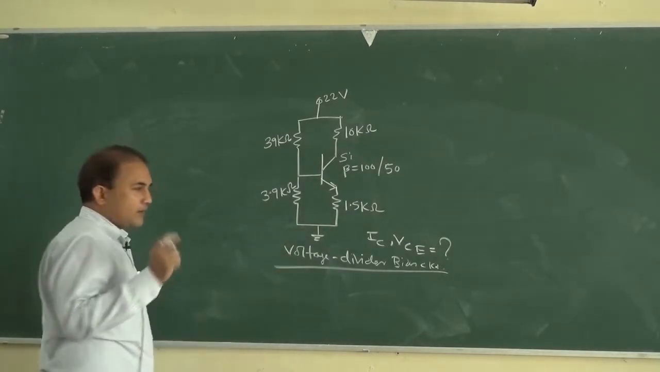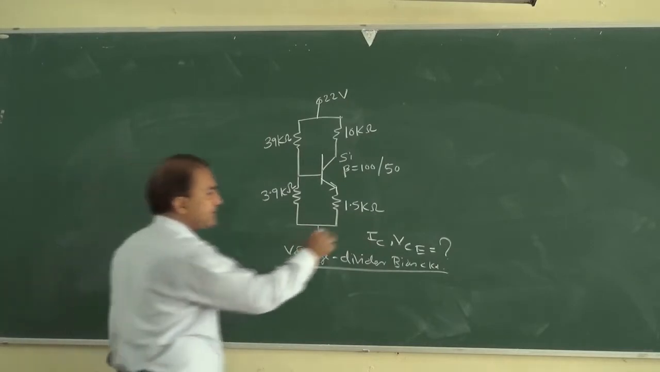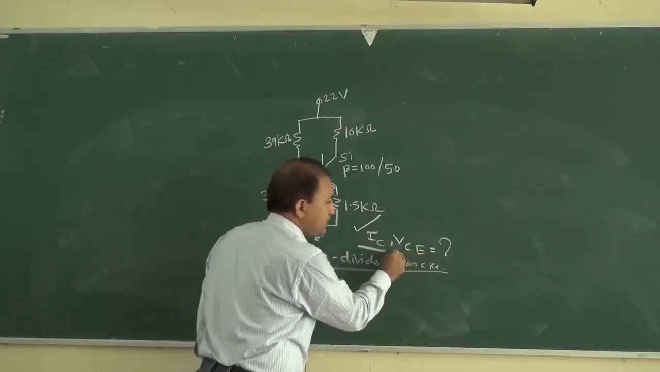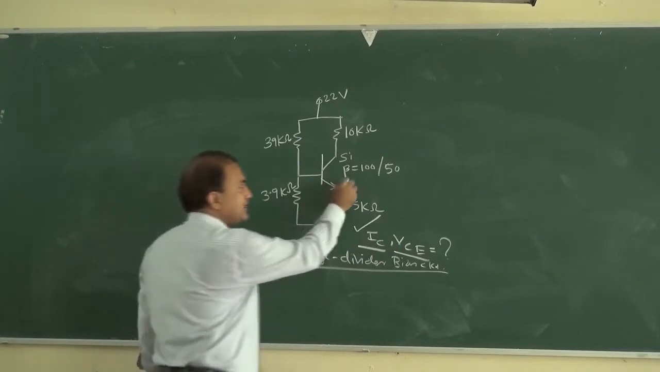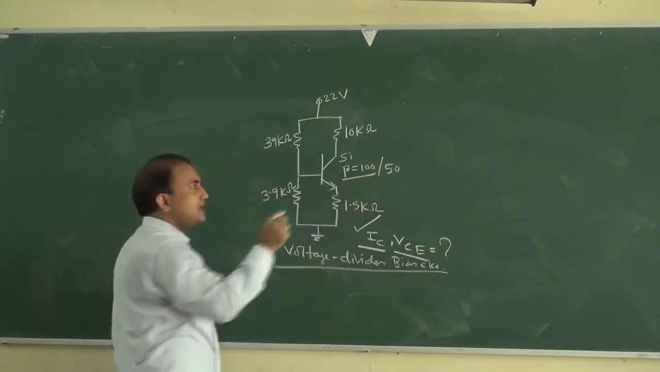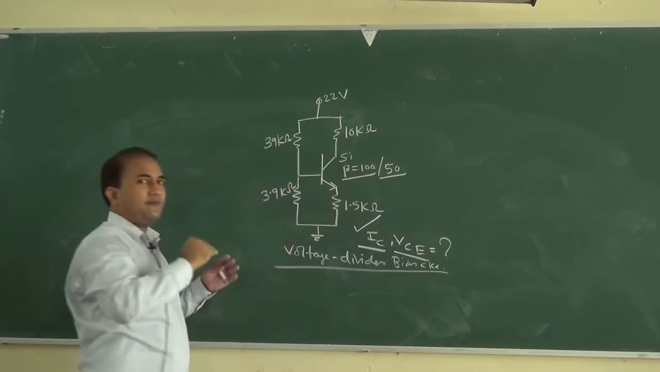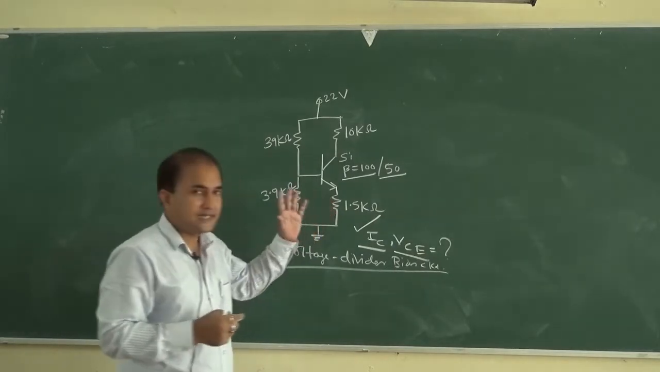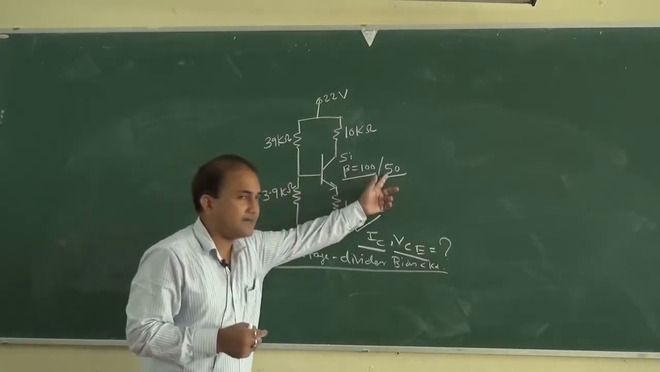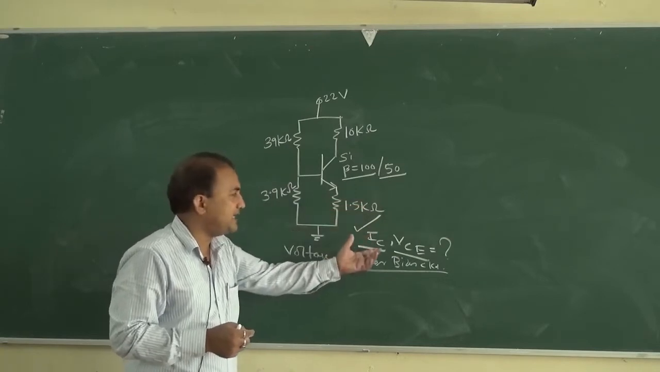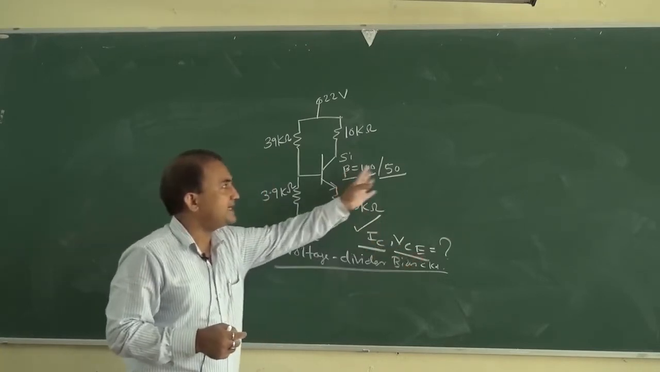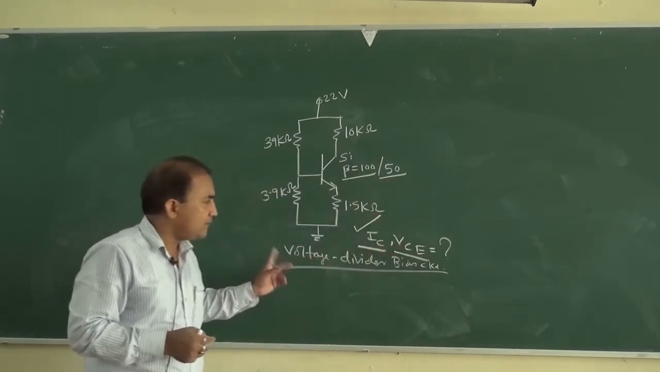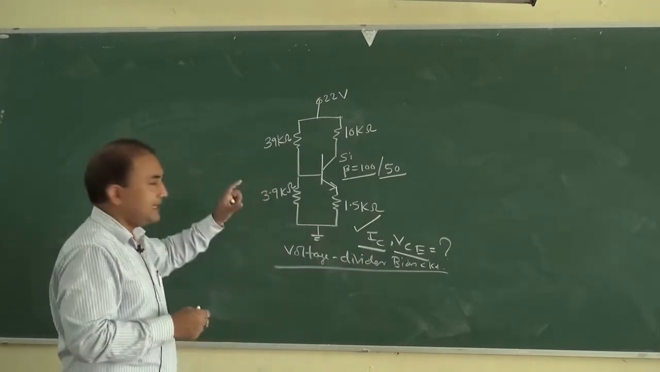Okay, so what we have to do is determine the operating point. Operating point means we have to determine IC and VCE when beta is equal to 100 and in another case when beta is equal to 50. So we will see the effect of change of this beta on the operating point. Operating point means IC and VCE. If beta changes, what will be the effect on the operating point for voltage divider bias circuit? We will see in this example.